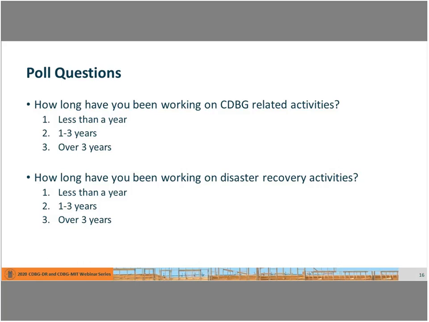In terms of how long folks have been working on disaster recovery activities, once again, the bulk of the participants are less than a year. The next largest group is 1 to 3 years, and then over 3 years, still a reasonable size. And then, of course, we have the no answers as well. So thanks very much for your responses to these. Again, it helps us understand who's on the line with us. And it looks like we have a lot of the right folks on.